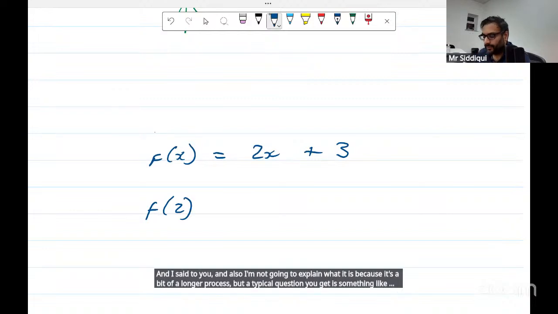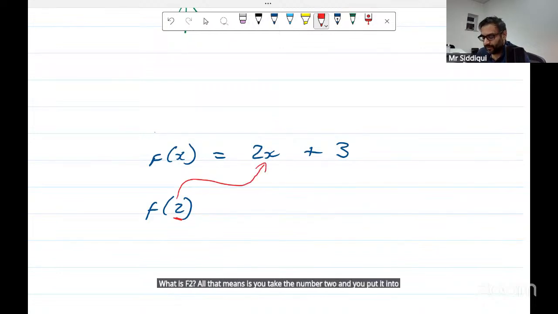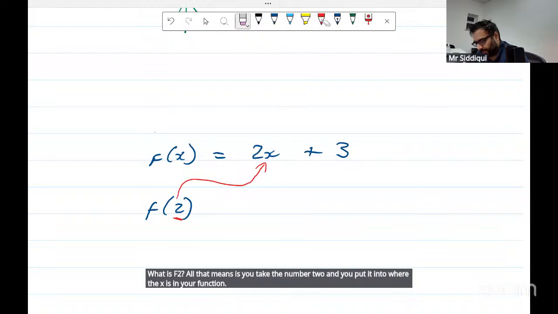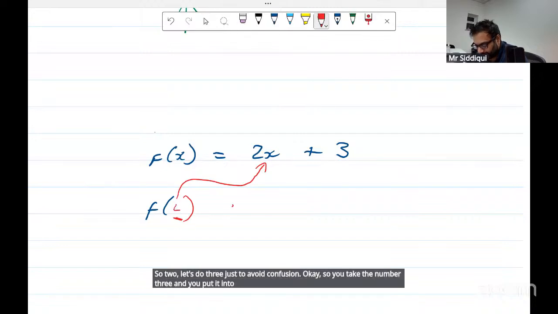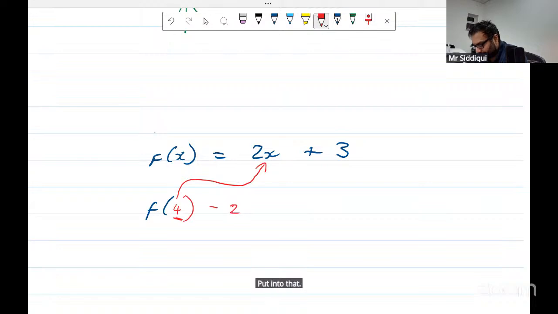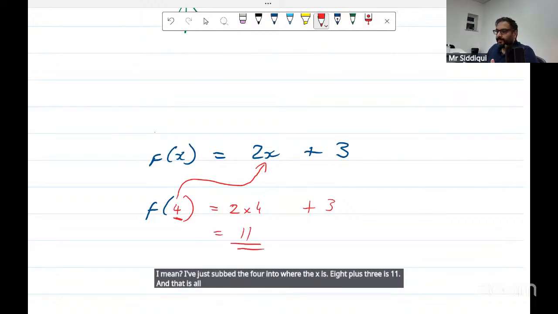What is f(2)? All that means is you take the number 2 and you put it into where the x is in your function. Let's do 3 just to avoid confusion. No, that's confusing again. Take the number 4 and put it into there. So that would be 2 times 4 plus 3. Do you see what I mean? I've just subbed the 4 into where the x is. 8 plus 3 is 11. And that is all that is in terms of the basics of functions.